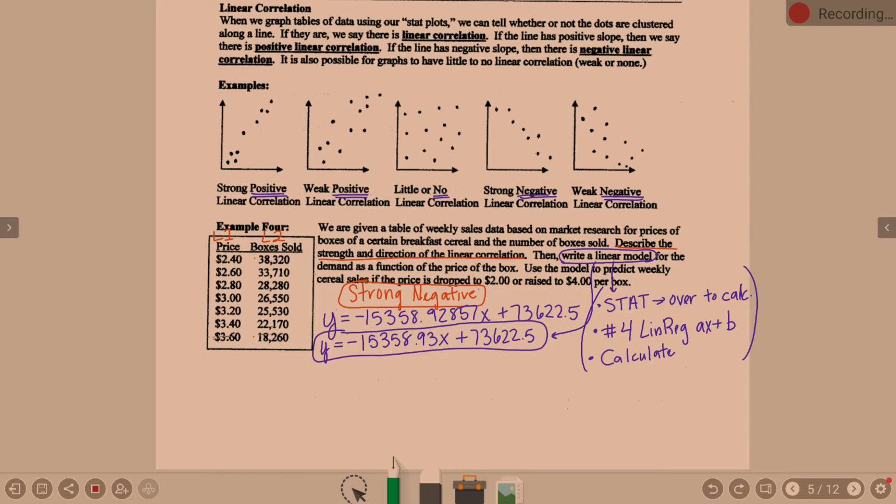There's more. Okay, so right there we wrote a linear model for the demand as a function of the price of the box. Next part. Use the model. What do we mean model? The graph or the equation. Okay, we're going to use that equation to predict weekly cereal sales if the price of a box is dropped to $2 or raised to $4. So use the model. We're going to use the equation, and we're going to have to look at when the price is $2 or when the price is $4.